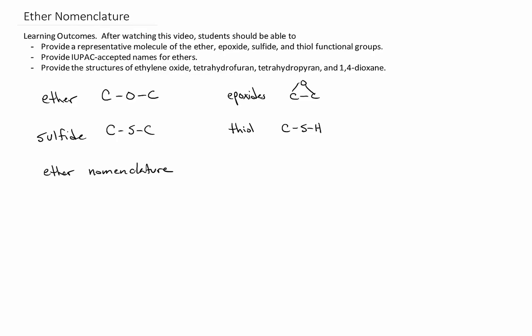The substitutive IUPAC nomenclature is preferred. In other words, the OR of the ether can be named as an alkoxy. So let's take a look at an example of that. If I were using the substitutive IUPAC nomenclature, I would name it as a methoxy substituent of cyclohexane. Methoxycyclohexane, all one word.